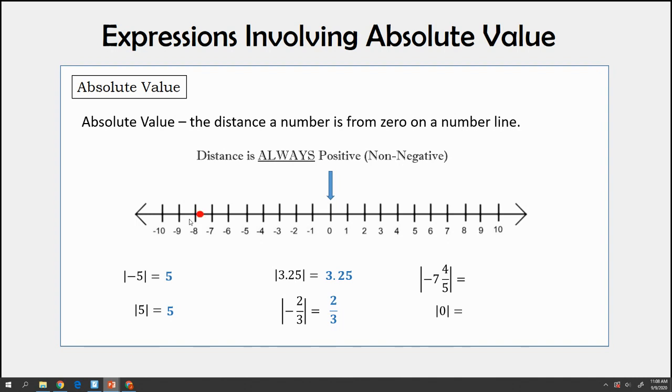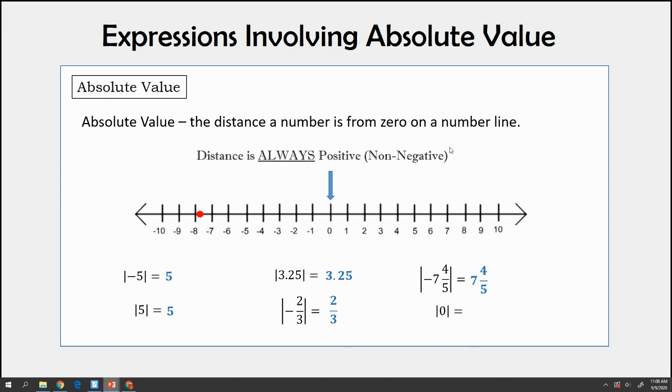-7 and 4/5. Well, on a number line, it's about right here. -7 and another 4/5 of the way to -8 is about right in here. How far from -7 and 4/5 is zero? 7 and 4/5 units. So you can see all the answers are positive.